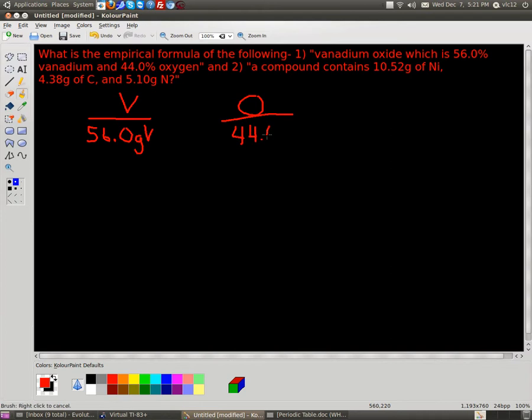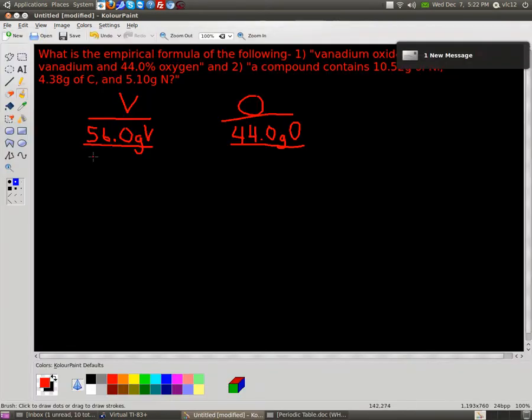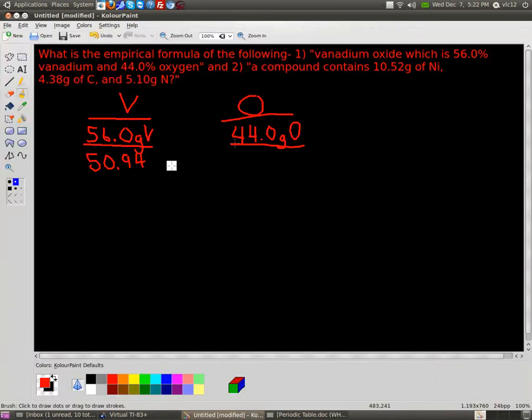44.0 grams of oxygen. Now, the next thing that we need to do is look at the molar masses of each of these. Okay, on the periodic table, which I have right here, you can see that vanadium is 50.94. Whoops, I got a new email message. So that's 50.94. Okay, now on oxygen, if you look on this periodic table that I'm using, oxygen is exactly 16. So let's go ahead and get that. So we'll put 16 here.